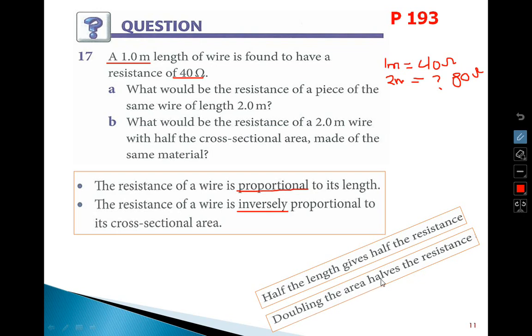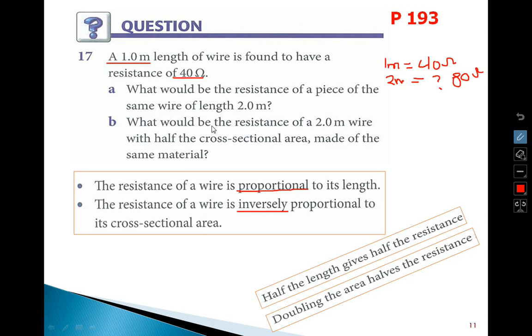Doubling the area is the opposite: doubling the area halves the resistance. Here, doubling the length doubles the resistance, and half the length gives half the resistance. Doubling the cross-sectional area halves the resistance. So what would be the resistance of the 2 meter wire with half the cross-sectional area made of the same material?